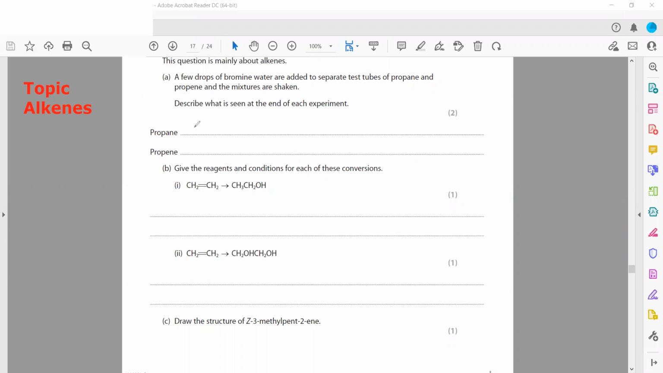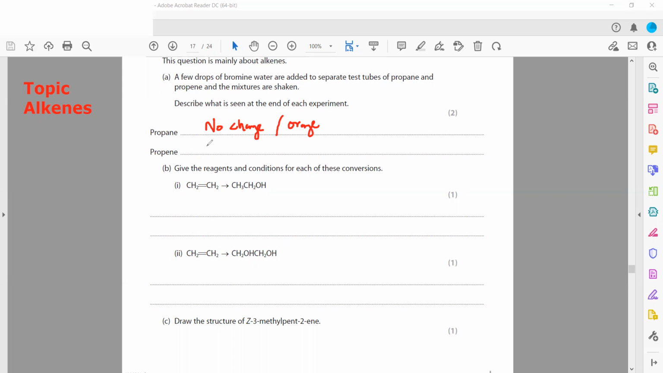If propane, with bromine water, there's no reaction with an alkane. A cyclic alkane can react, but not a straight chain alkane. So there will be no change in the color, it will remain orange, or we can say yellow.